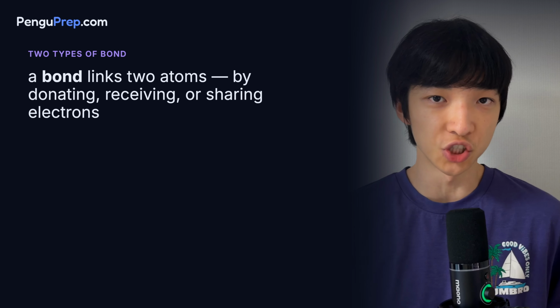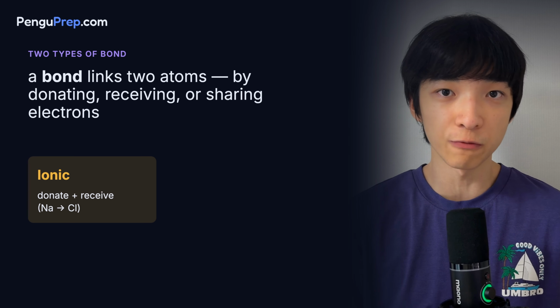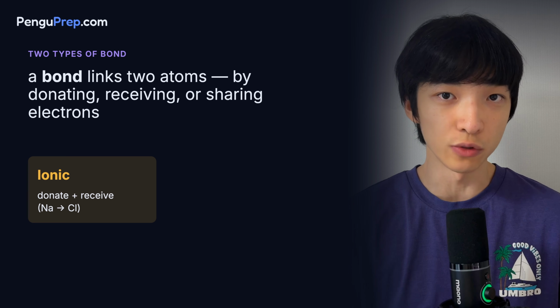There are 2 types of bonds that you should know. One is an ionic bond, which is formed from donating and receiving an electron, like sodium and chlorine.